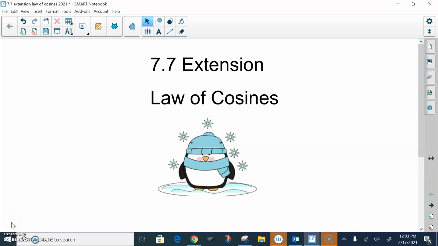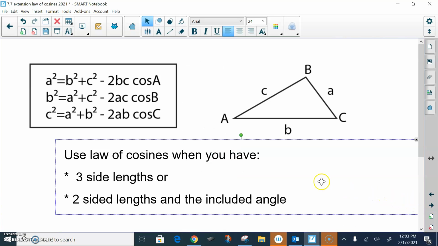This is Honors Geometry Lesson 7-7, Extension Law of Cosines. So we talked about the law of sines, and we said use that when you are given an angle and a side across from it and one other piece of information.